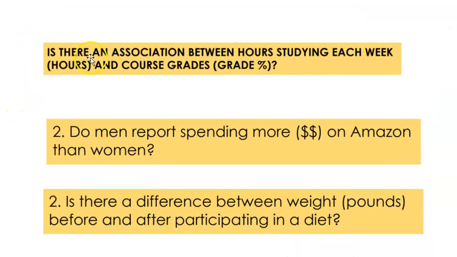Is there an association between the hours of studying each week and course grades? That is between hours of study, a continuous variable, and course grade, also a continuous variable. So these are correlations. And you can also do a regression if you say that one variable predicted the other variable.